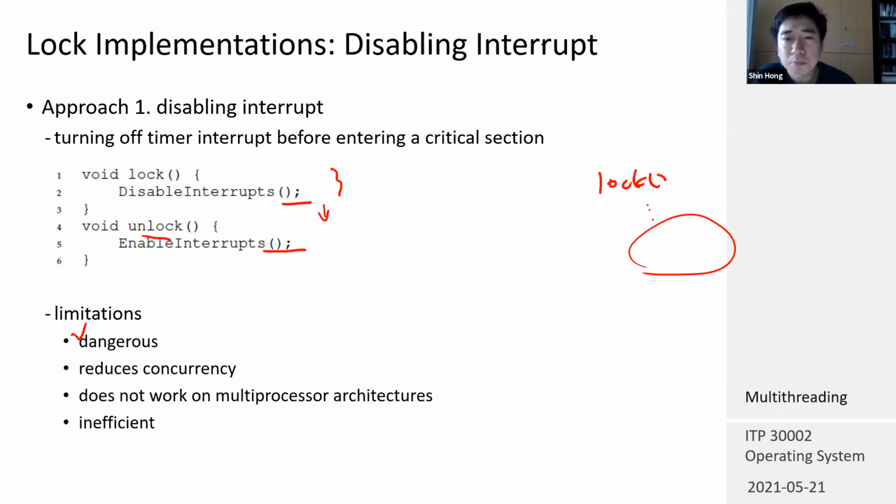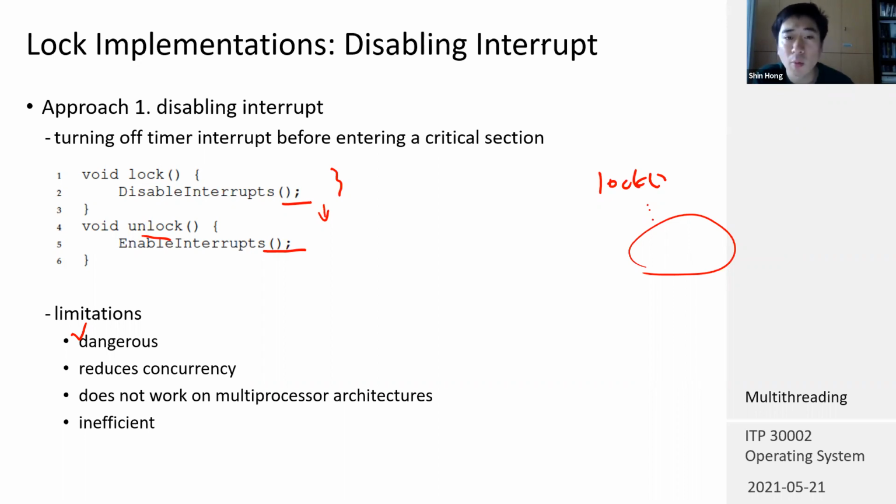Especially, disabling and enabling of the interrupt usually is a job for the operating system. It shouldn't be a job for the application program. But if a log operation is implemented this way, an application program can intentionally call the log operation to disable interrupts and exploit the system. So we cannot give such a chance to the application program. So this is not a proper way of providing the log operation to user-level programs.